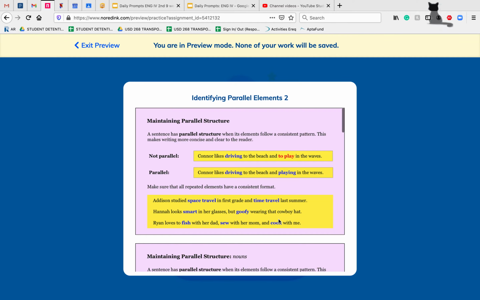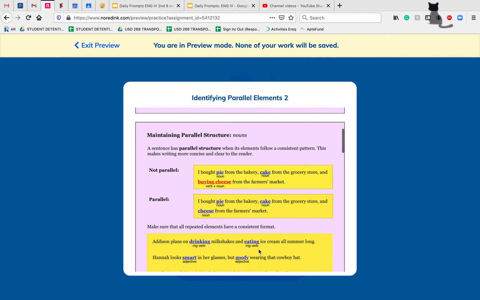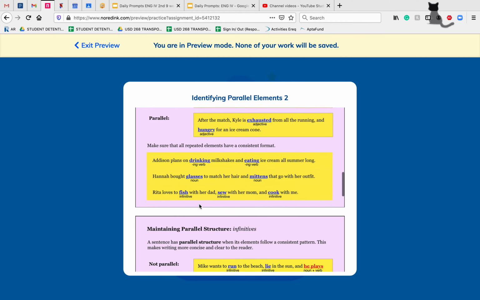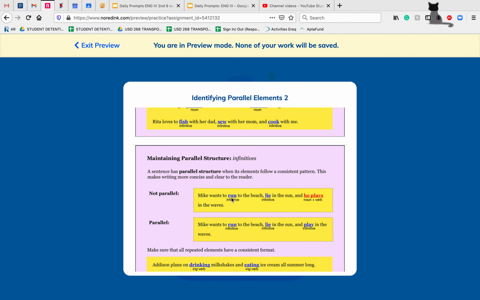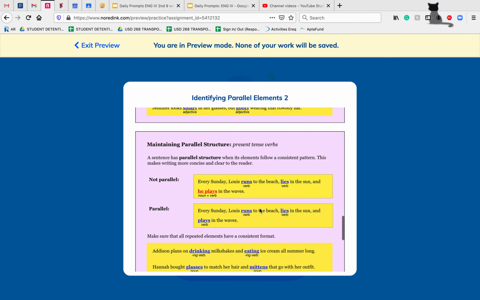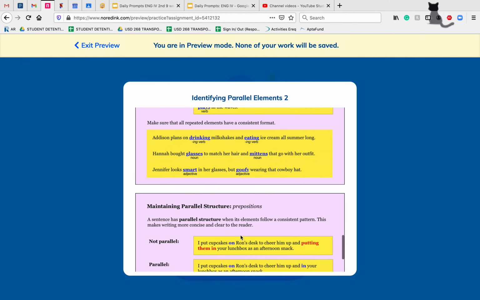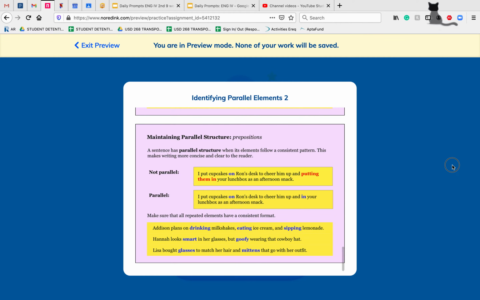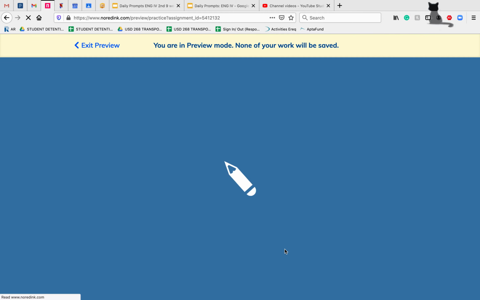So parallelism talks about nouns, like we bought a pie, cake, and cheese. It can be adjectives: we were exhausted and hungry. It can be infinitives: to run, lie, and play, versus he plays, which doesn't work with our infinitive. It can be present tense: runs, lies, plays. It can deal with prepositions, so we have the word on, and we also want in to match. So it can be a lot of different things, but just making sure things match up pretty nicely.